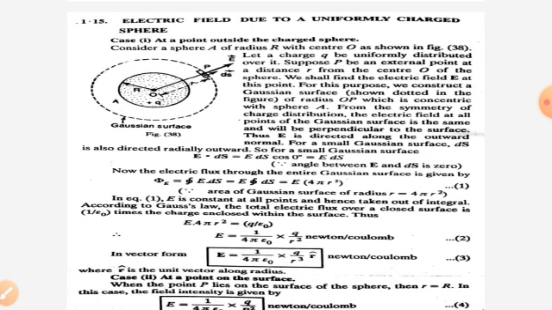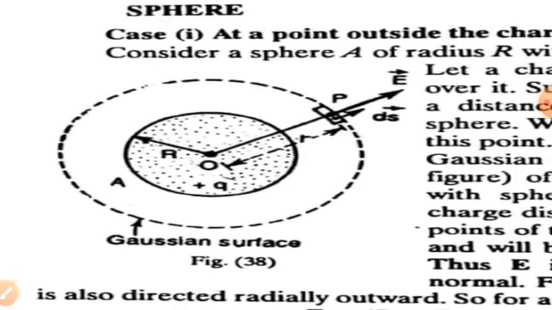In this, we have three cases. Electric field intensity at a point outside the charged sphere, and second case is on the charged sphere, and third case is inside the charged sphere. For the first case, this is a charged sphere having center at O and radius R.